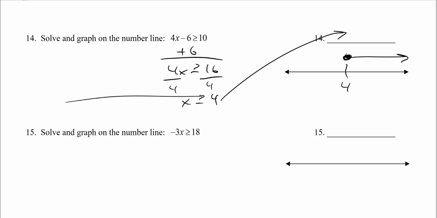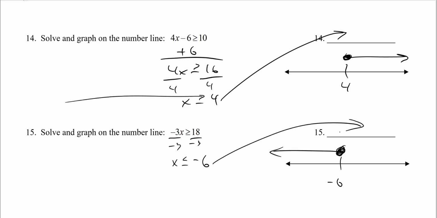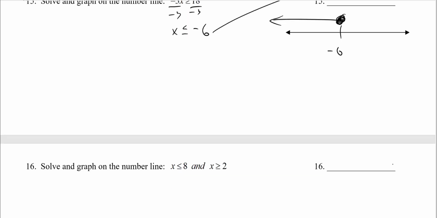And that's your answer. Okay, this next one, if I divide by negative 3, I get x is less than or equal to, because you flip the inequality, so when you divide by negative, negative 6. Okay, so negative 6, solid dot again, and it points to the right. So that goes there. Okay, not bad. Let's keep going here.